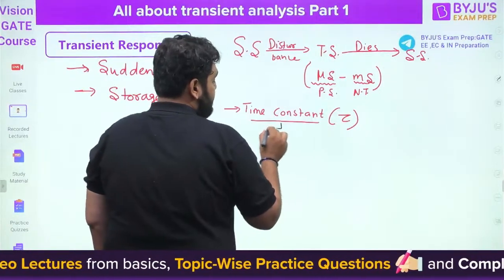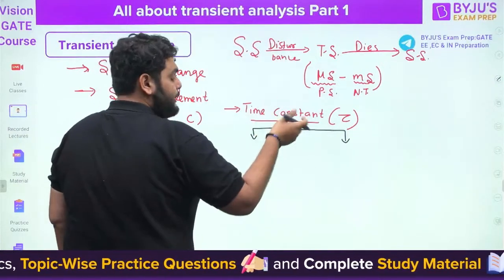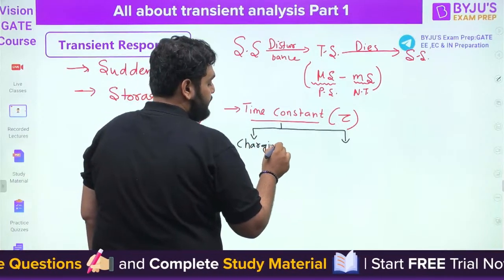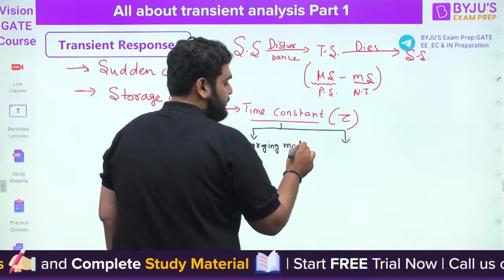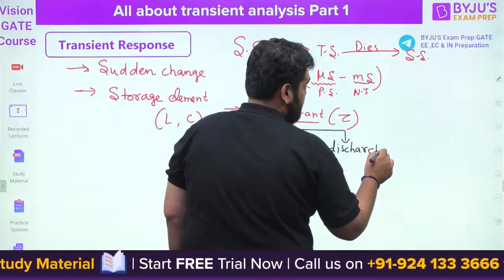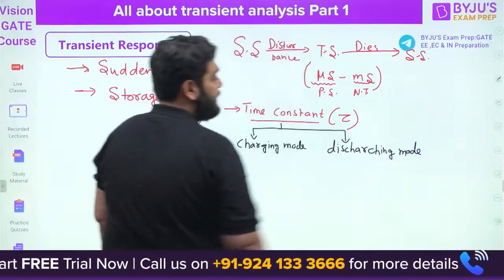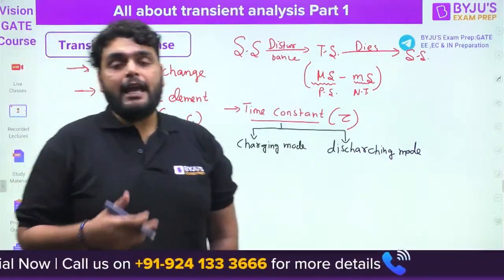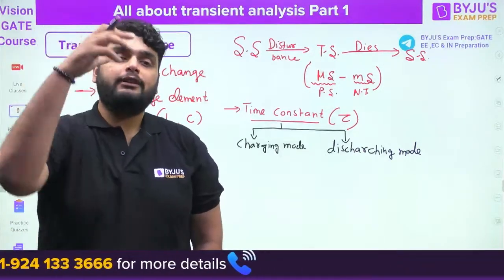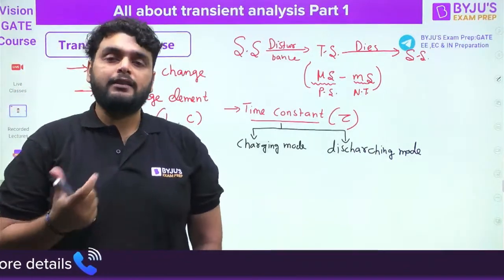The time constant definition depends on 2 particular perspectives: whether your network is in charging or discharging mode. On that basis, we will have a time constant formula. Now, what is the meaning of charging and discharging mode? It depends on the energy storage element. If the energy is being stored in a circuit, it means it is in charging mode. If the energy storage element is giving out the energy, then it is in discharging mode.